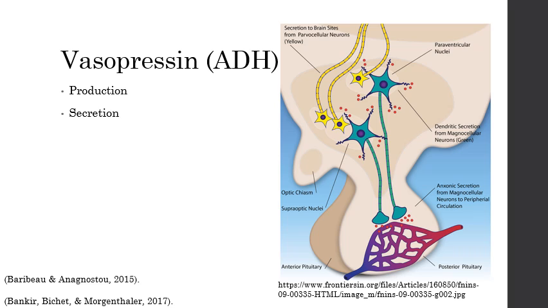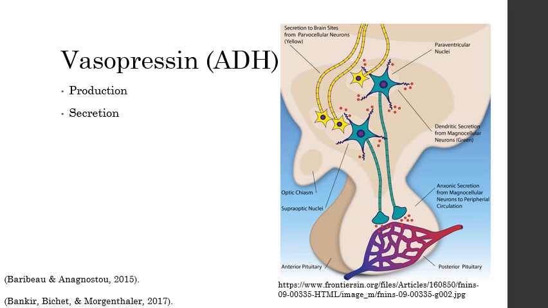represented in green. The posterior pituitary serves as a storage site for this vasopressin to be secreted into the circulatory system, represented by the blue, purple, and red capillary diagram in the illustration. Vesicles serve as the storage sites for vasopressin until their release is triggered by an action potential.